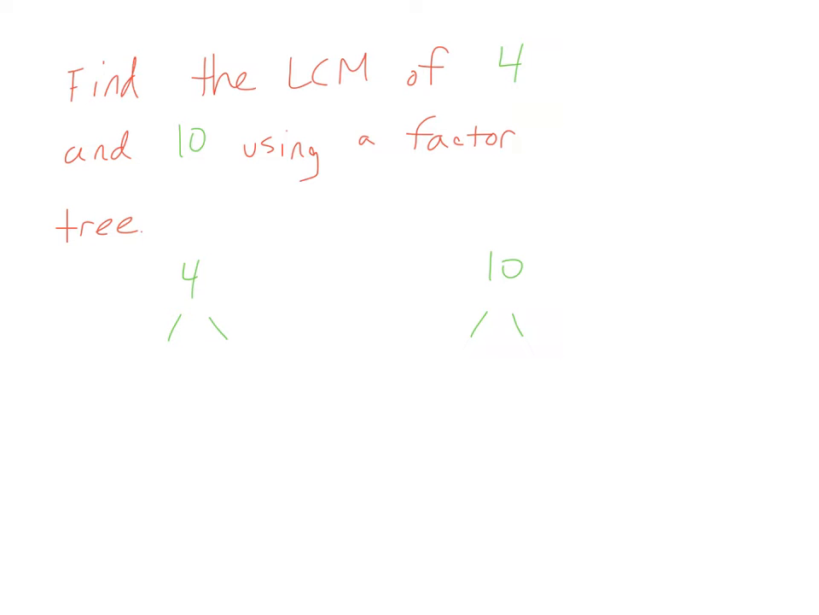But if you want to find the least common multiple of something, you can use a factor tree. So let's do the same numbers, 4 and 10. We already know the answer is 20, so that's going to help us in our example so we know if we get off. So do a factor tree for 4.